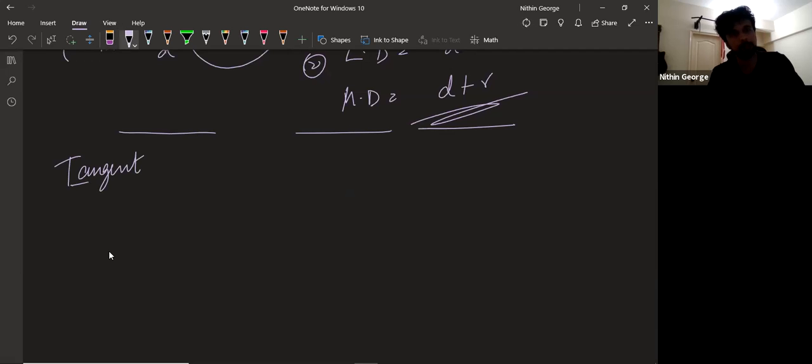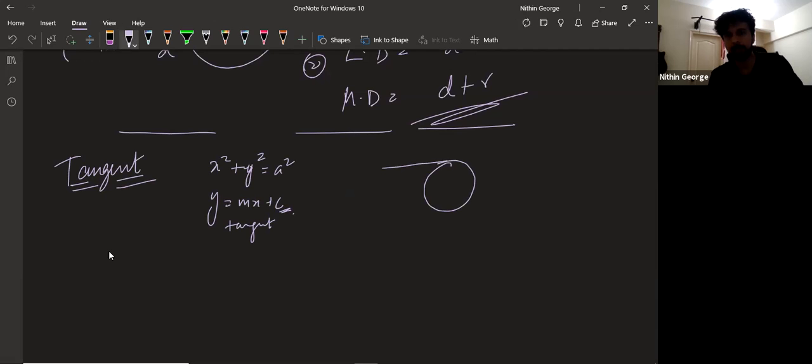You were doing circles. Now we'll do tangent to the circle. So you have some circle given to you, x square plus y square equal to a square, and y equal to mx plus c will be a tangent line. For that, what is the condition? There's a circle and a line. They will intersect at exactly one point for it to be a tangent.